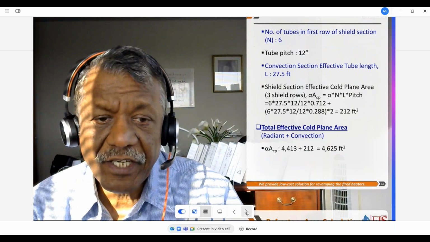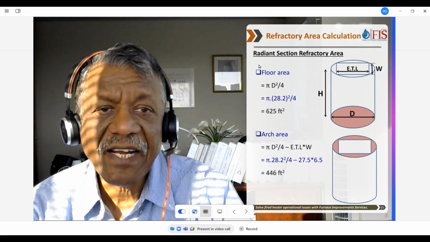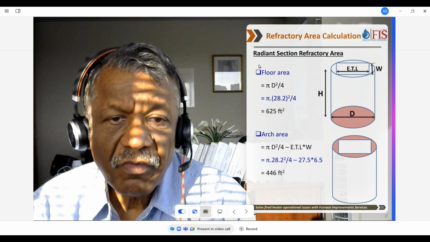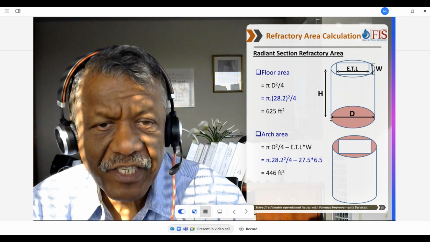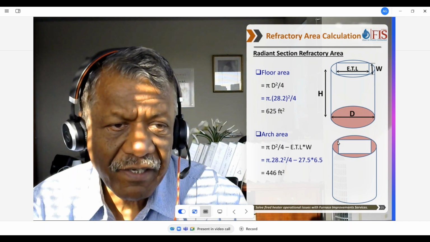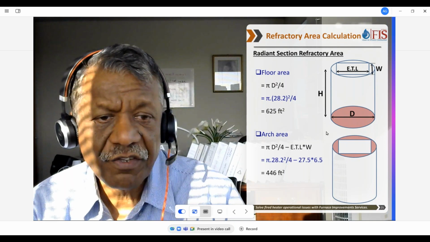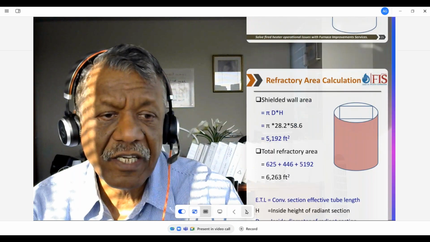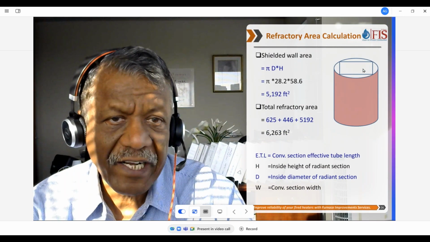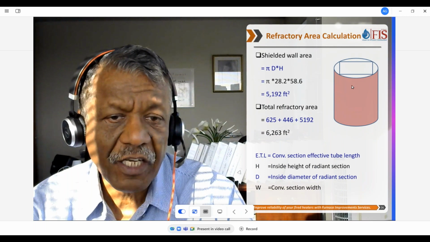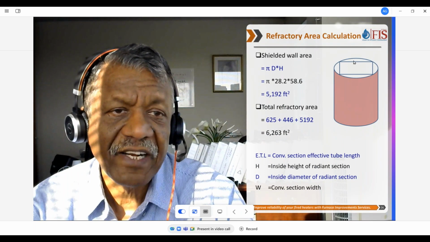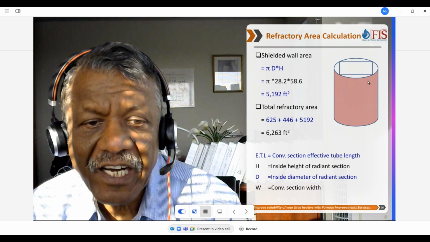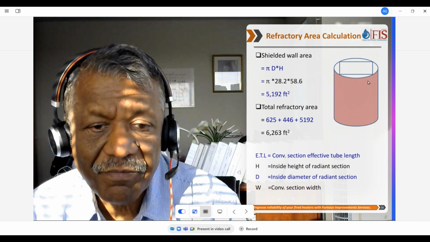And once we do this, we calculate the refractory area, because that's what is re-radiation. So we calculate how much floor area is there, arch area. We have taken out the convection section opening, so we get the arch area. And then we get the shielded wall area, pi dh. And by this, we are able to calculate the total refractory area, which will be radiating back to the tube. So this is AR. This factor becomes AR.